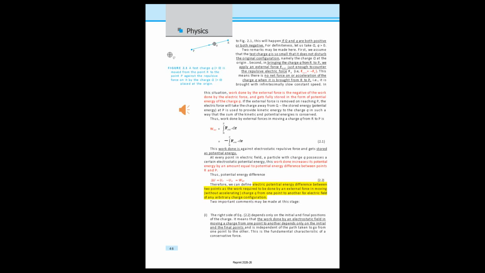Therefore, we can define electric potential energy difference between two points as the work required to be done by an external force in moving, without accelerating, charge q from one point to another for electric field of any arbitrary charge configuration. Two important comments may be made at this stage. 1. The right side of equation 2.2 depends only on the initial and final positions of the charge. It means that the work done by an electrostatic field in moving a charge from one point to another depends only on the initial and the final points and is independent of the path taken to go from one point to the other. This is the fundamental characteristic of a conservative force.